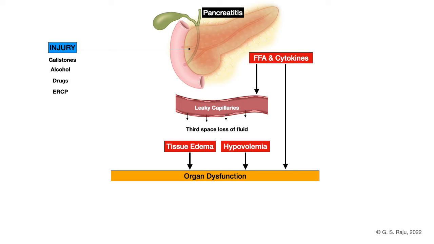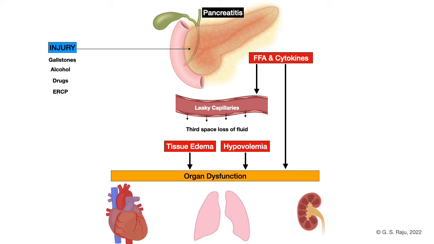And what are the organs that can get into trouble in patients with acute pancreatitis as it becomes severe pancreatitis? The organs that could be involved include the cardiovascular system, respiratory system, and renal system. So it could result in shock, non-cardiogenic pulmonary edema, or acute kidney injury.